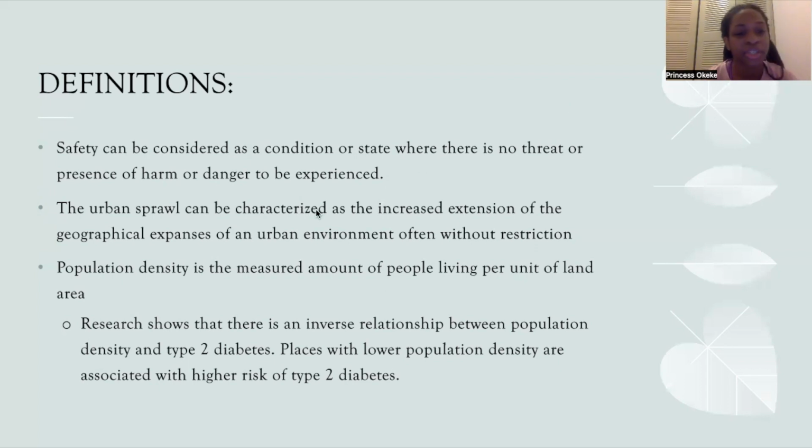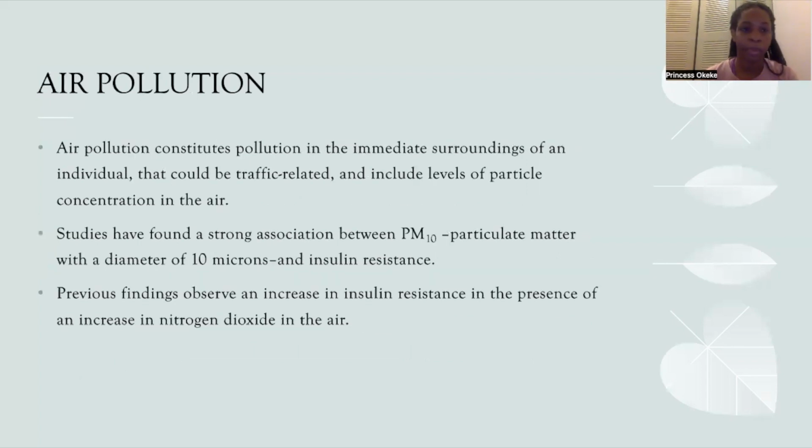Moreover, we have population density, which is the measured amount of people living per unit of land area. Research shows that there is an inverse relationship between population density and type 2 diabetes. Places with lower population density, which are usually the places that are in urban sprawl or the suburban areas, again engage in long commutes, which reduces their physical activity and then increases their chance of type 2 diabetes.